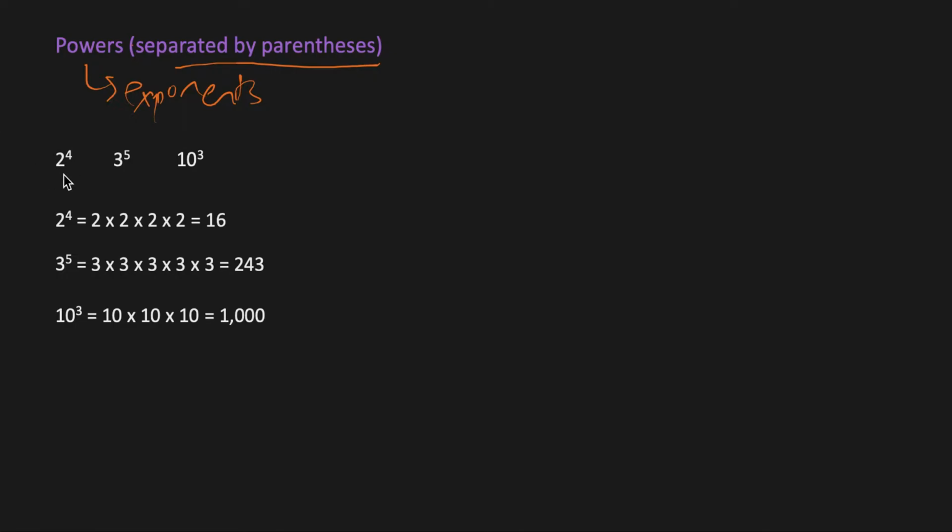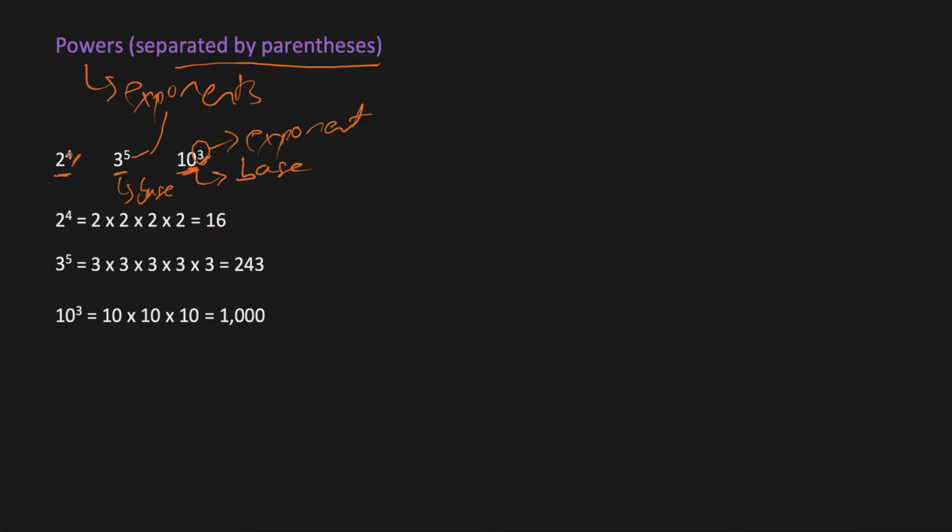So a quick refresher: an exponent or power is nothing but something which is raised to something. So in this case, 3 is our exponent and 10 is our base. In this case, 5 is the exponent and 3 is the base. In this case, 4 is the exponent and 2 is the base.